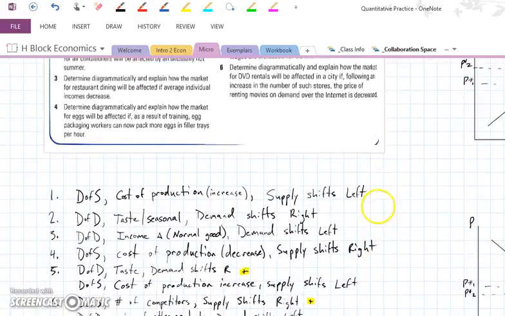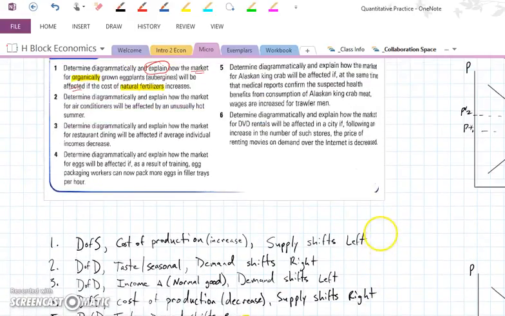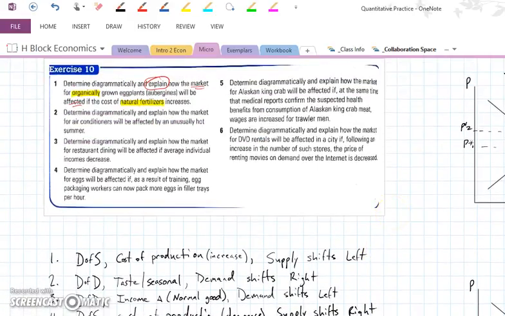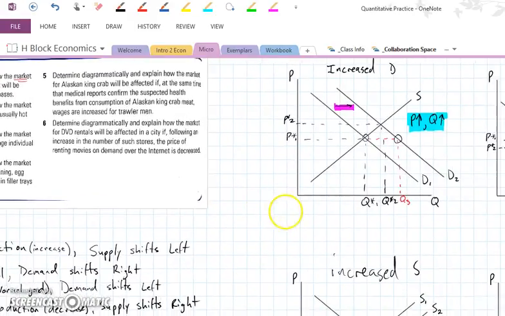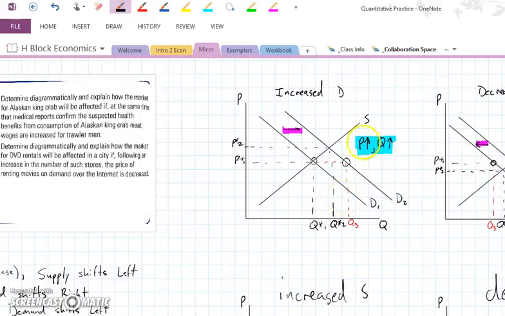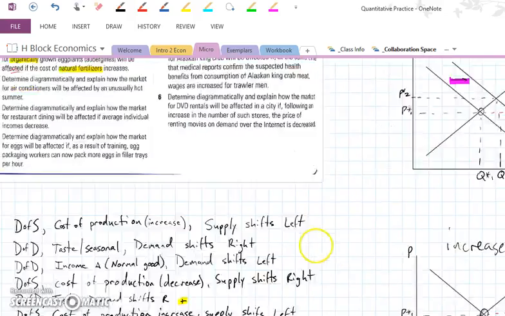Okay, so anyway, the reason I go into that is because for 5 and 6, we actually have two things happening. First of all, we have a change to a determinant of demand. We say that people find out that crab meat will be healthier, so they want it more. So that's going to be increased demand. So we're going to have price up, quantity up.